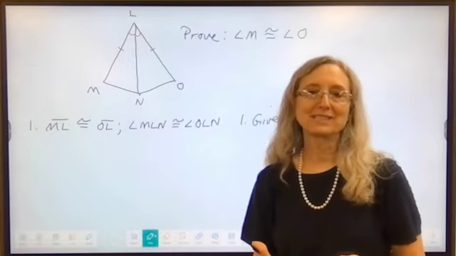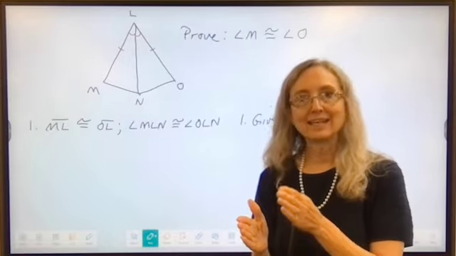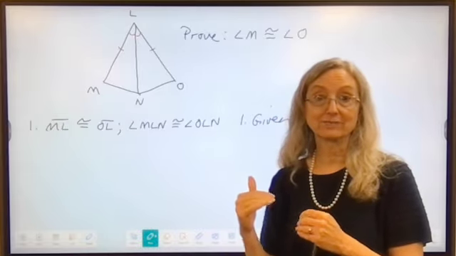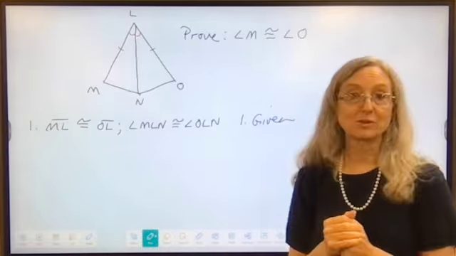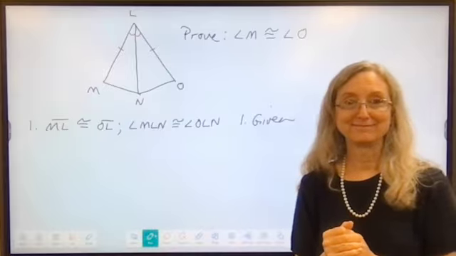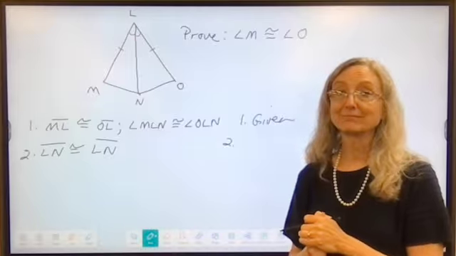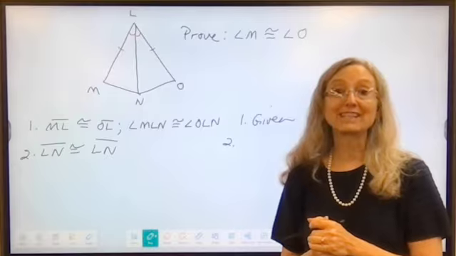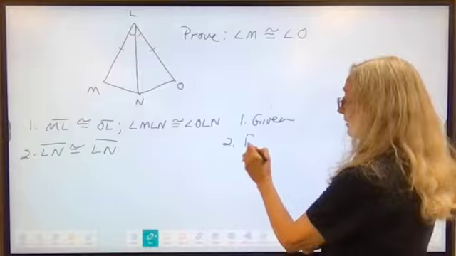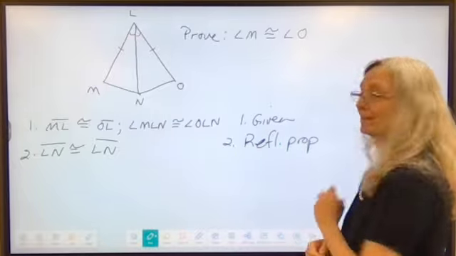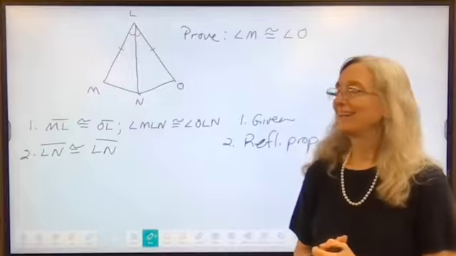Why do I bother to say that? Because I need that second side for my side, angle, side postulate. So let me list LN is congruent to LN. And do you remember the property that justifies that? Since it's congruent to itself, that's the reflexive property. So we list the reflexive property as our reasoning for that.